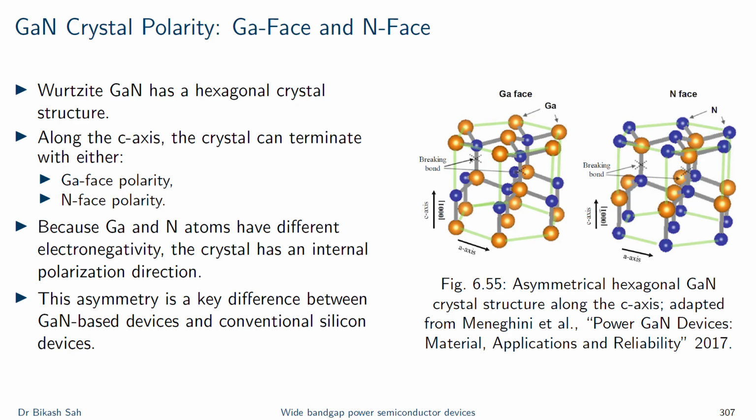GaN typically is a wurtzite crystal structure, which is hexagonal and lacks inversion symmetry across the C-axis that you can see. So there are two axes, the A-axis and the C-axis, that you see in there, right? Depending on how exactly the crystal terminates, the surface can be either gallium phase or nitrogen phase. But why does this matter? Why does this Ga-phase or N-phase matter?